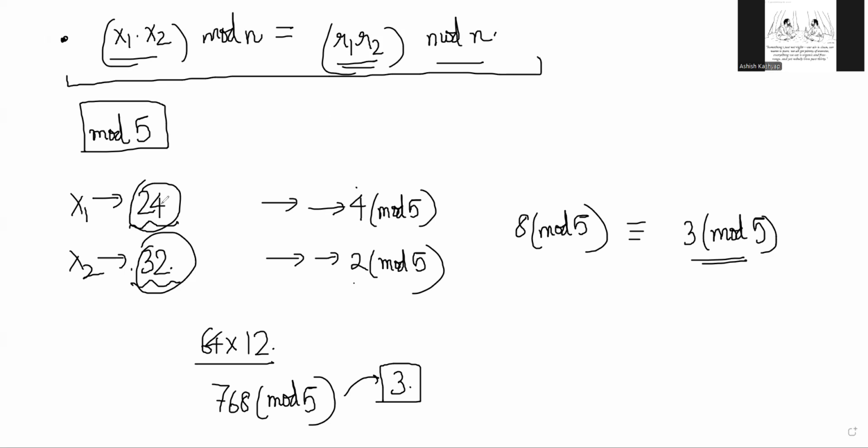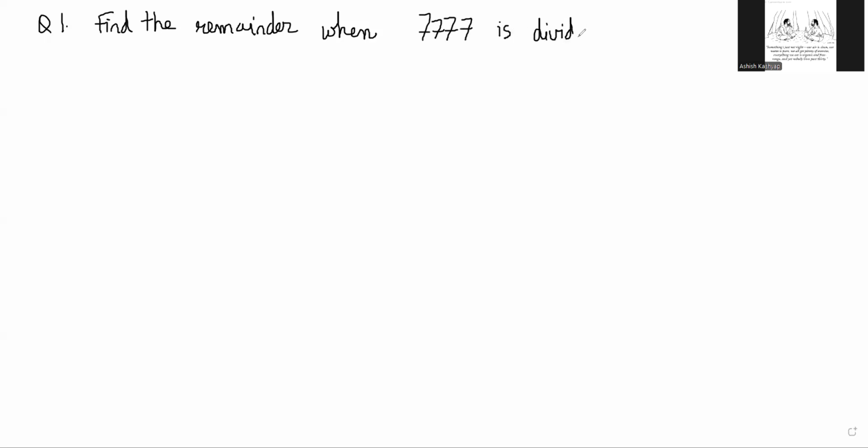Okay. Do you understand what I've said so far? Yes. Okay, so try out this question. Find the remainder when 7777 is divided by 13.